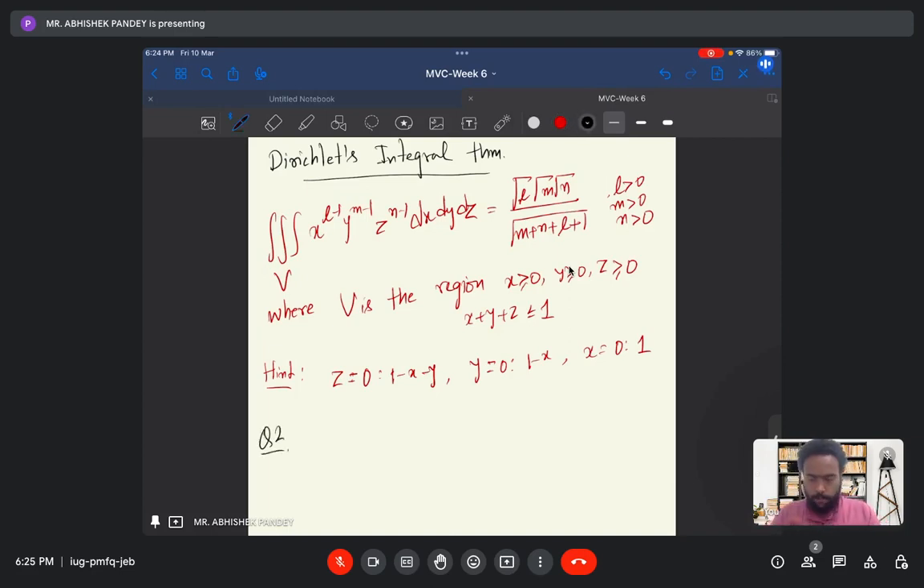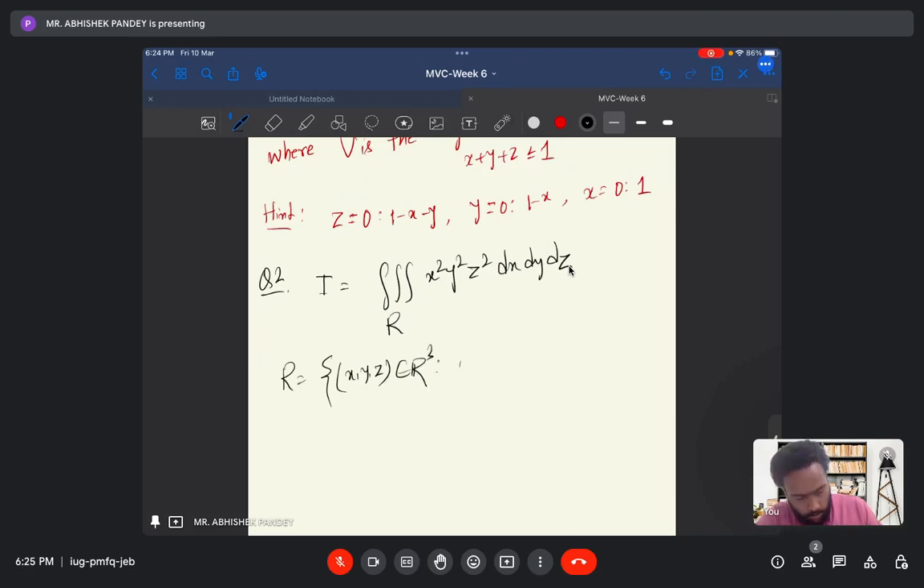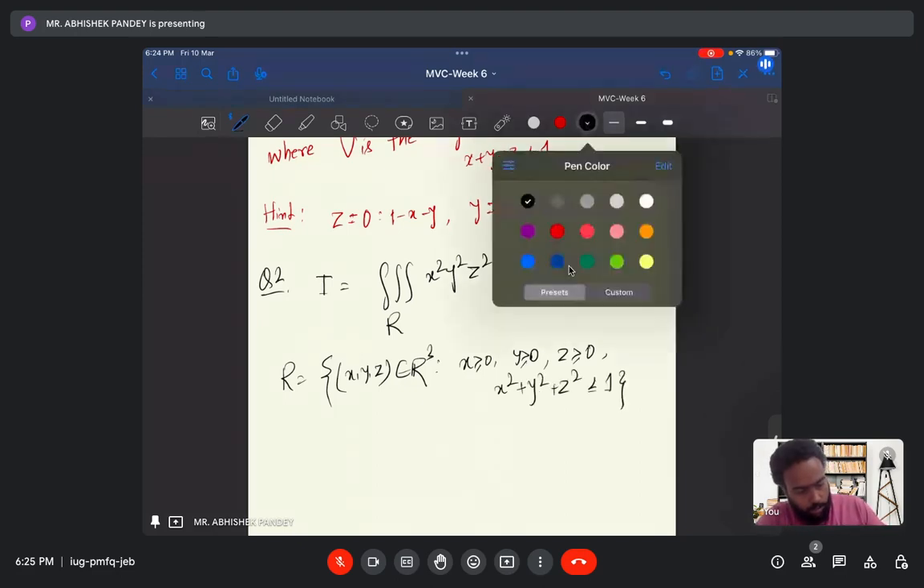So question 2 is, find the value of the following integral, where I is the triple integral over R of x square y square z square dx dy dz, where R is the set of x, y, z belonging to R3 such that x, y, z are non-negative and x square plus y square plus z square is less than or equal to 1. So let us look at the solution.